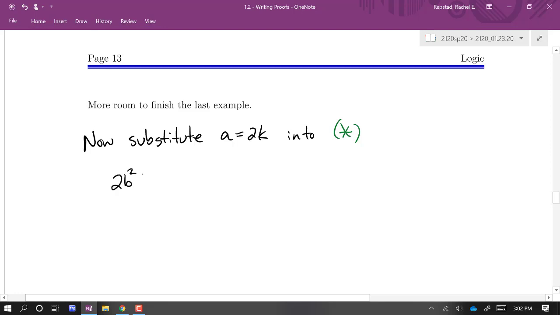So 2b squared equals 2k squared. You might feel an urge to do something right now. You're looking at this equation, thinking, what do I want to do? We don't really need to FOIL, it's not a binomial, but just multiply that side. 2k squared is what? 4k squared.